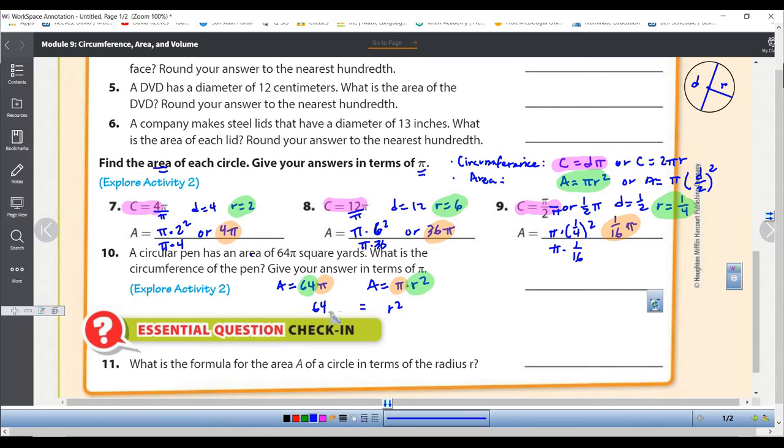Well, what squared is 64? What times itself is 64? Well, we're going to take the square root of 64, right? Because the inverse or the opposite of squaring is square rooting, not division. And what is the square root of 64? I hope you know it's 8. All right, so the radius is 8. But it didn't ask us for the radius, did it? It asked us for the circumference.